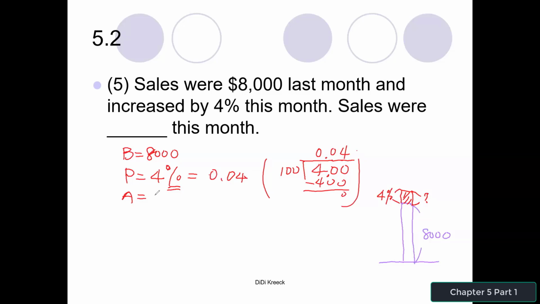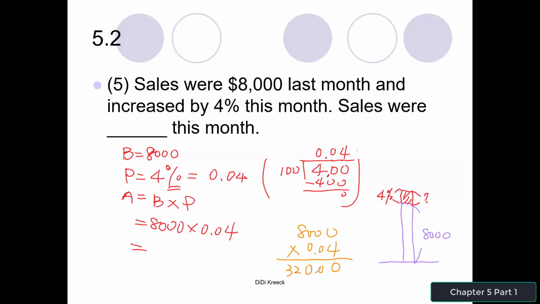Okay. Now amount equals base times percent. Base is 8,000 times 0.04. Multiply this out. 4 times 0, 4 times 0, 4 times 0, 4 times 8 is 32. We have 0 decimal places and 2 decimal places, so we should place the decimal point for 2 decimal places. So this is 320. Okay, meaning the 4% increase represents 320.